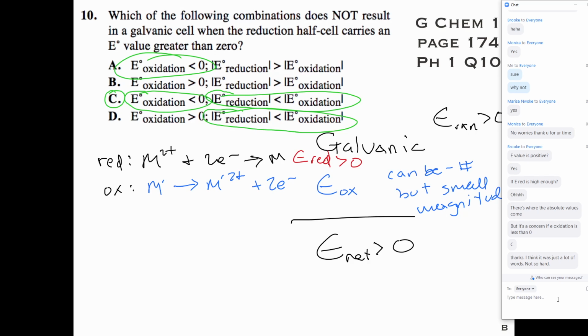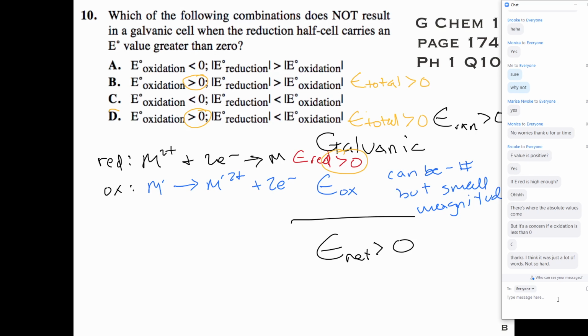So let me do it in a totally different direction. Let me say E total, I'm going to do it in yellow. If E of oxidation is greater than 0 and E of reduction is greater than 0, E total is going to be greater than 0. Does that make sense, that those two are both possible? Because it says it must be galvanic.